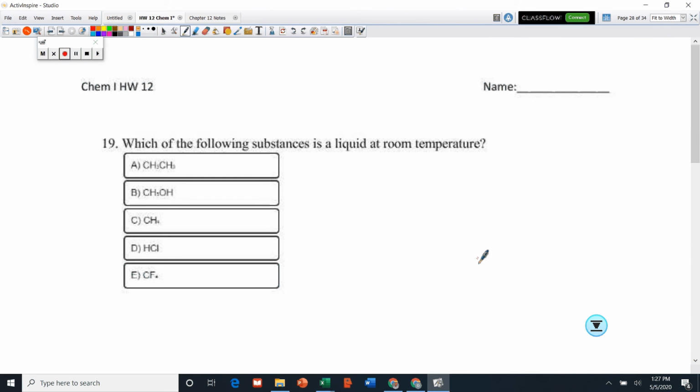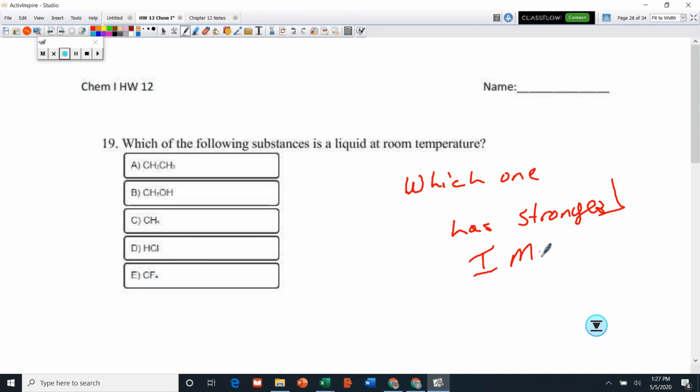Which of the following substances is a liquid at room temperature? Again, which one has the strongest IMFs? That is what you're going to look at. Which one is the most polar? Which one is most likely to have hydrogen bonding? Things like that.